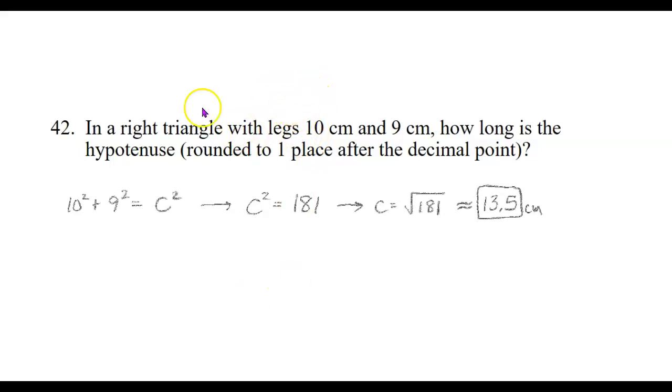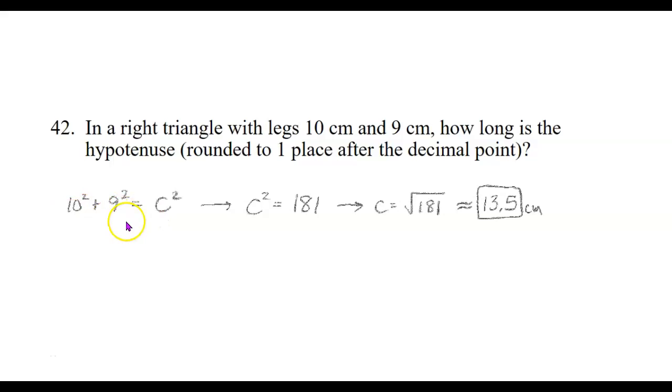Number 42, in a right triangle with legs 10 centimeters and 9 centimeters, how long is the hypotenuse? Rounded to one place after the decimal point. So this calls for the Pythagorean theorem. A squared plus b squared equals c squared. The c stands for the hypotenuse, which is what we don't know. That's what we're trying to find. So I just left that as the letter c.